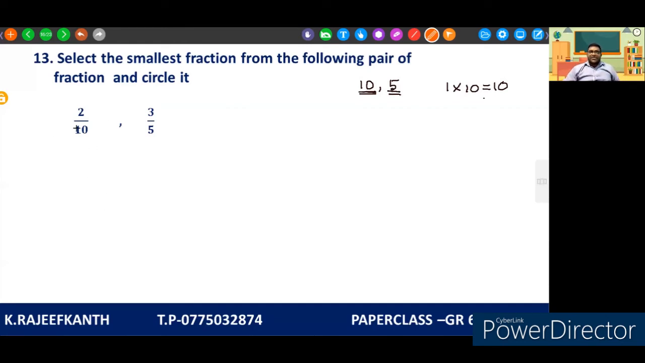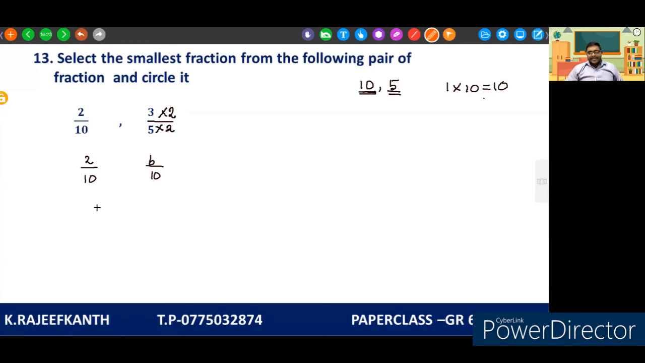Here in this fraction already the denominator is 10. So here you have to make this denominator as 10. So you have to multiply by 2 both numerator and the denominator. Then this is 2 over 10. This is 6 over 10.